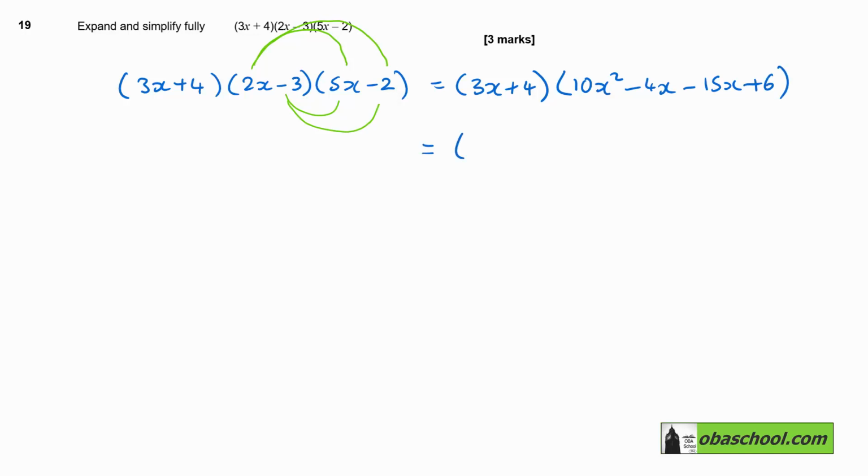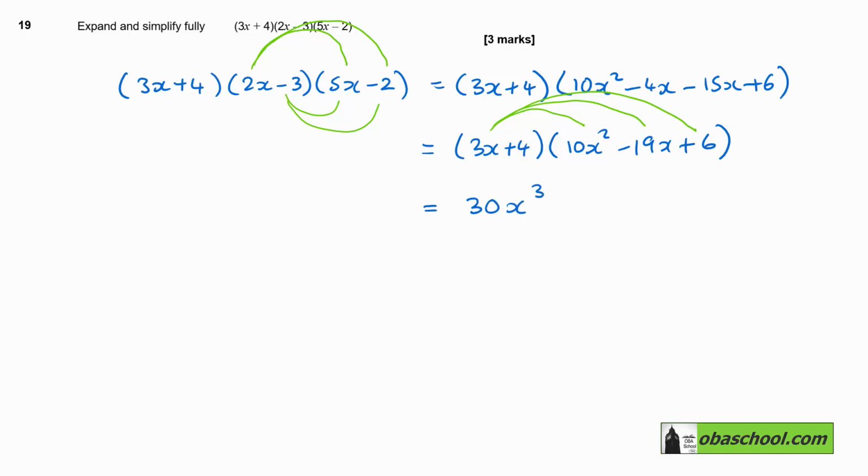So we have (3x + 4) times (10x squared minus 19x plus 6). Now to expand this, my normal approach is to do the 3x times everything over here. So that's going to give me 30x cubed, take away 57x squared, plus 18x.